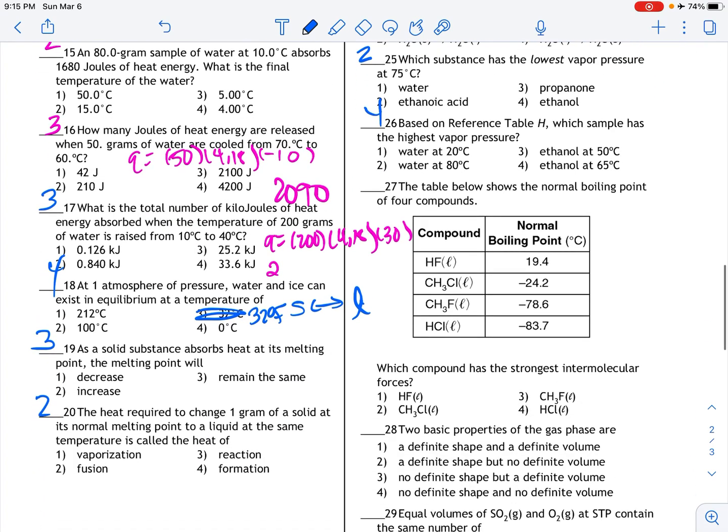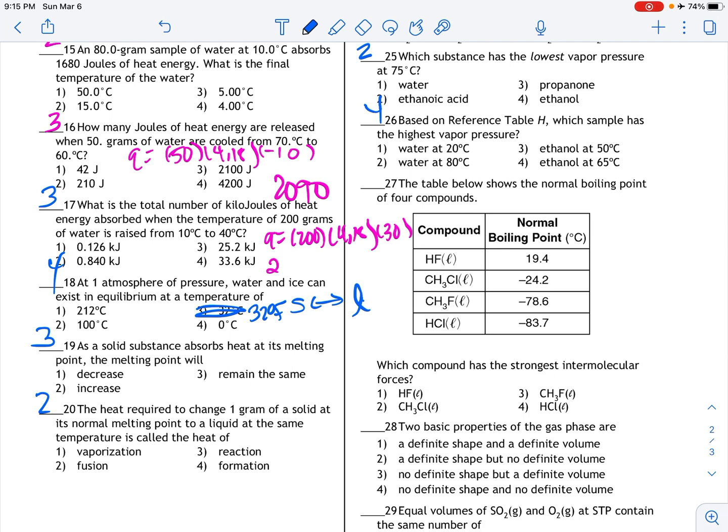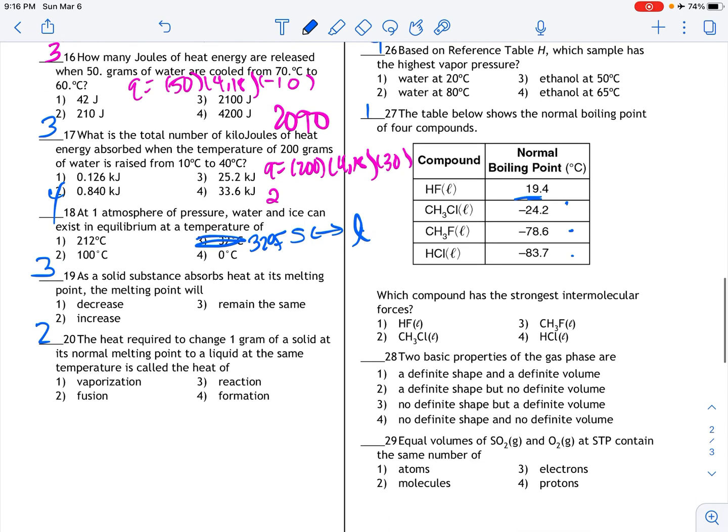Normal boiling point of 4 compounds. Which compound has the strongest intermolecular forces? Okay, so the stronger the force, the longer it's going to take to boil, which means the higher the boiling point. So you want the highest boiling point. That is choice 1. All of these are negative, negative, negative. So you want the highest, because it takes the most heat to boil because the forces are so strong.